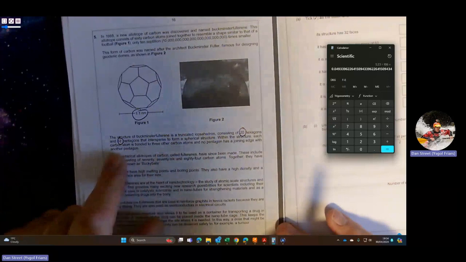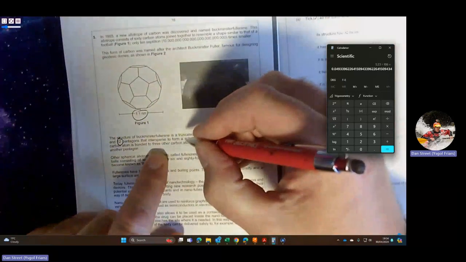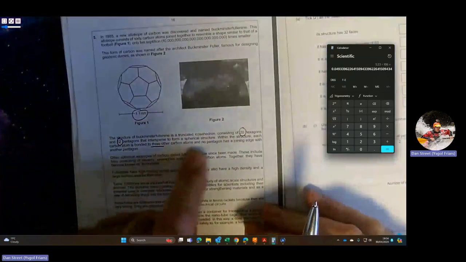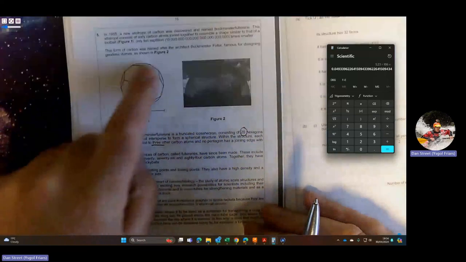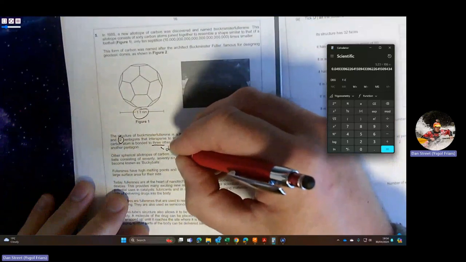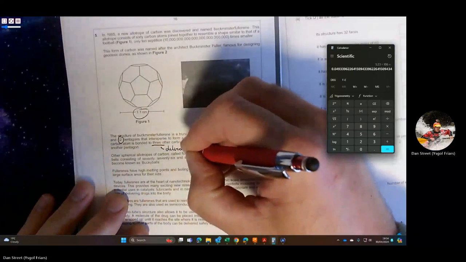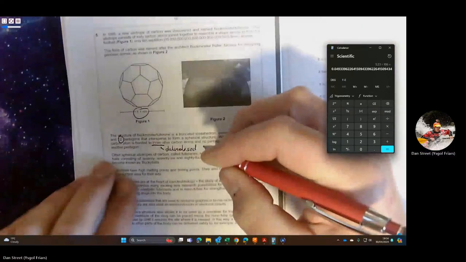Within the structure, each carbon atom is bonded to 3 other carbon atoms, okay, so that's quite significant, and no pentagon has a joining edge with another pentagon. Okay, so all the pentagons are surrounded by hexagons. So just bear that in mind, it's got 3 carbon atoms. So does it have a delocalized electron, as it's got only 3 of its electrons involved in bonding?